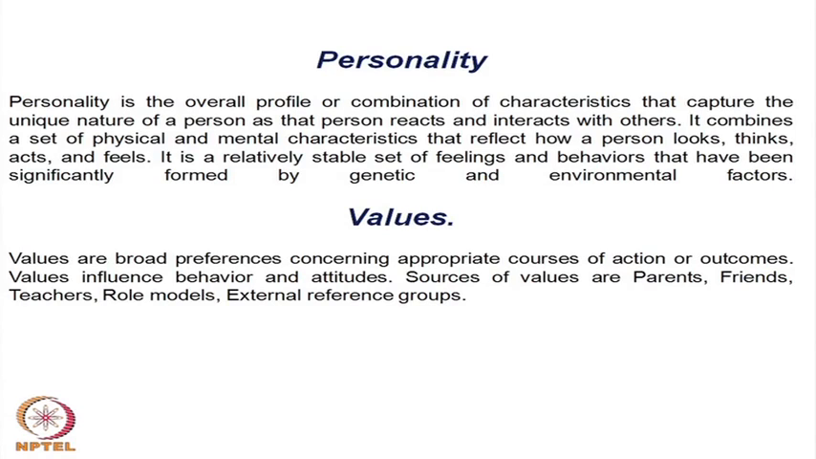We'll move to values, which is another important determinant of individual differences now. Values are stable beliefs, or the broad preferences that people have about the appropriate courses of action to be taken and the preferred outcomes in life. So, it influences behavior and attitudes. Sources of values could be your friends, colleagues, parents, teachers, role models, or external reference groups, but it defines a more stable state of mind, and it is a stable set of preferences people may have.